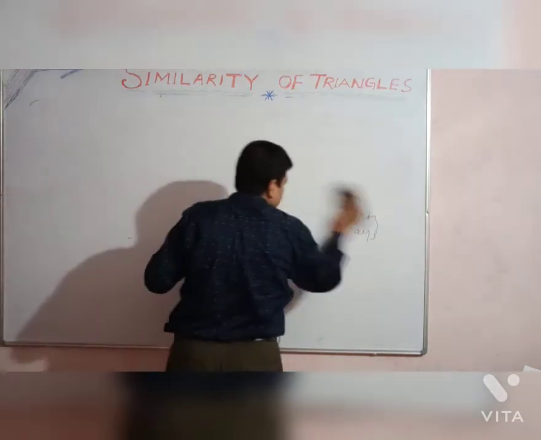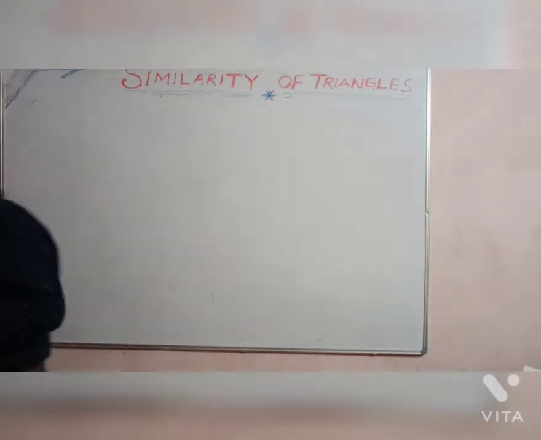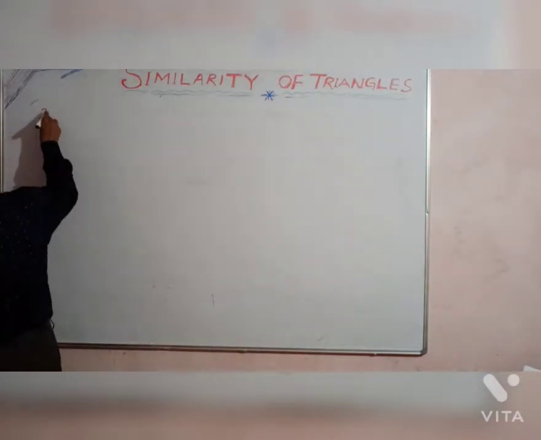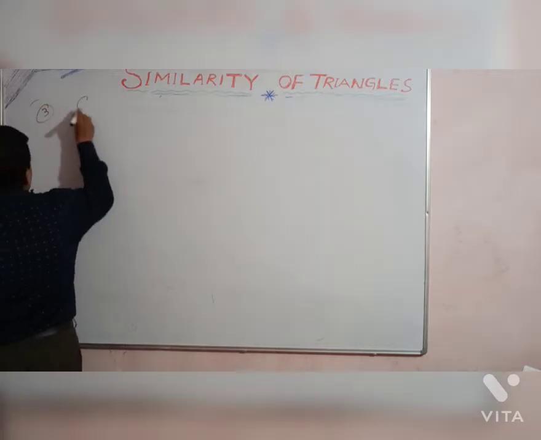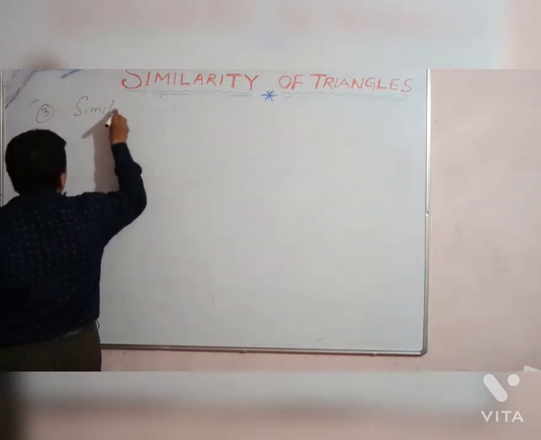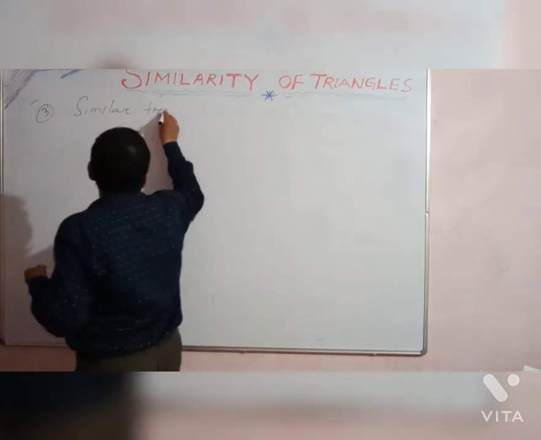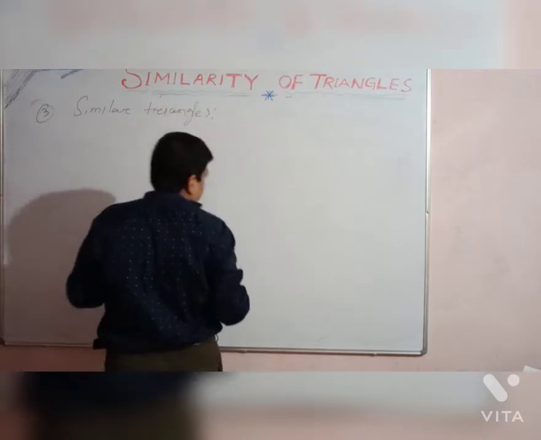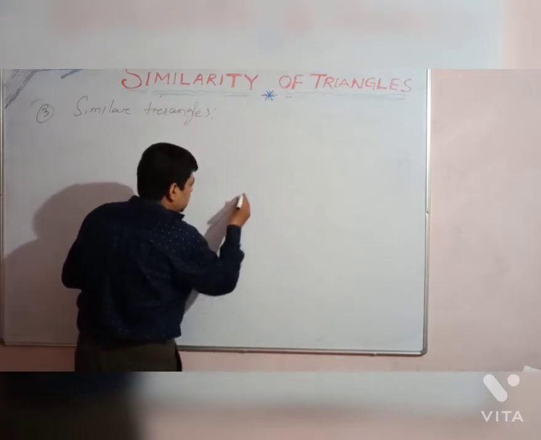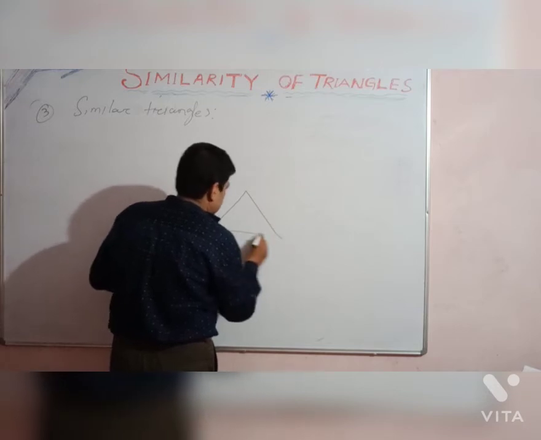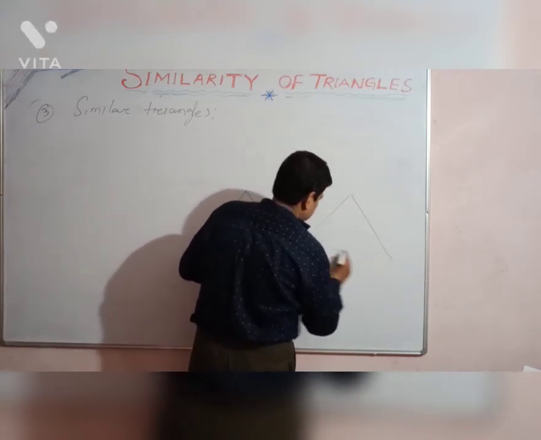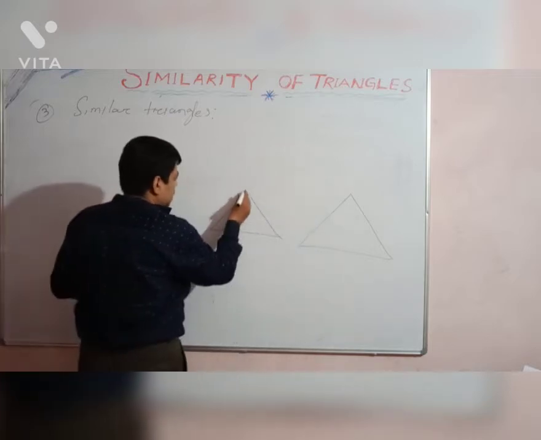So let's see similar triangles. What are similar triangles? Our main concept is similar triangles. So two triangles I have taken. Now let us draw two triangles here, one triangle each. Two triangles I am drawing. Two triangles you see.